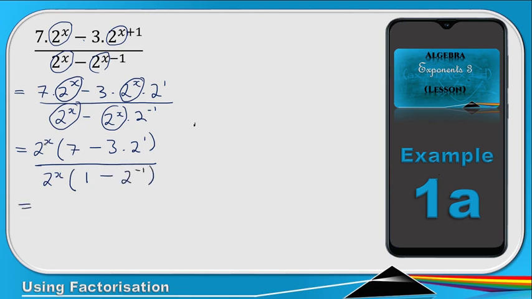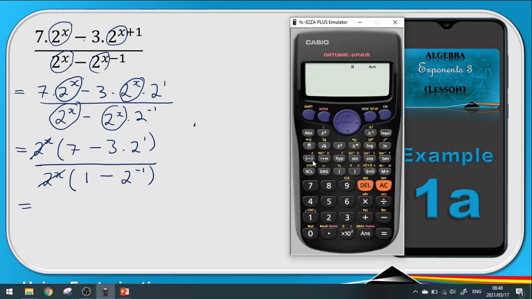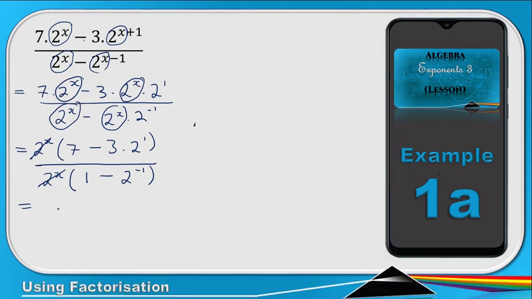And now we cancel top and bottom, and then we just type this as it is in the calculator. So here we have a fraction, and then 7 minus, now 3 times 2 is just 6, so I'm just going to say 7 minus 6. And then here we have 1 minus 2 to the power of negative 1. And that simply gives us 2.